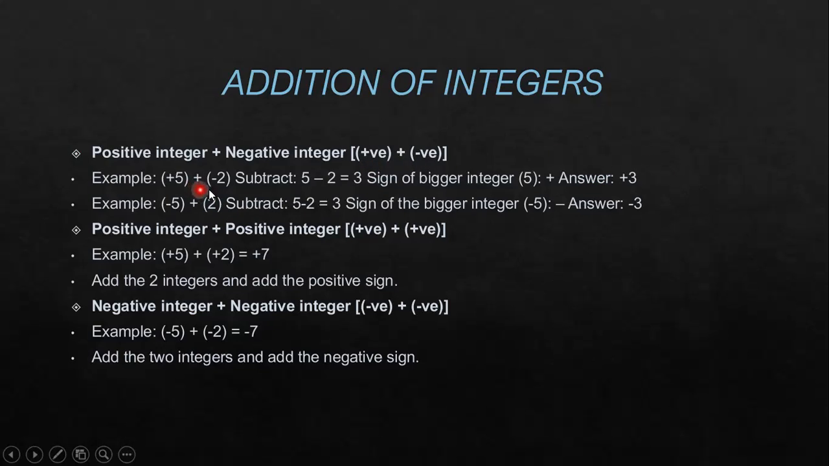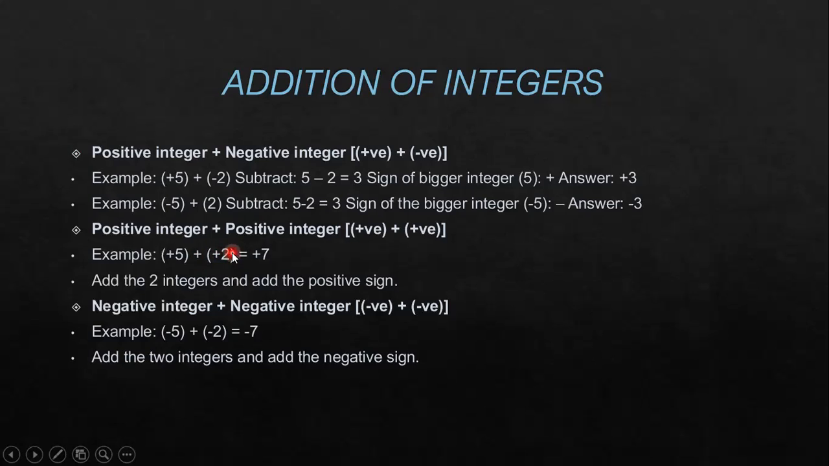Now here, 5 and 2. 5 is the bigger number, and it is positive, while 2 is negative. So first we subtract. If you have one positive number and one negative number, you should subtract the two numbers. Then in the answer you write the sign of the bigger number. Next is -5 plus 2. Here 5 minus 2 gives 3, but -5 is the bigger number, and for 5 the sign is negative. So the answer will be -3.